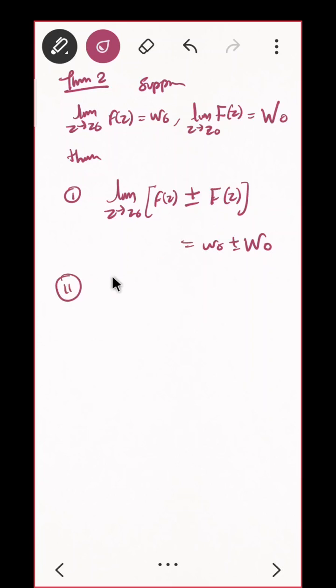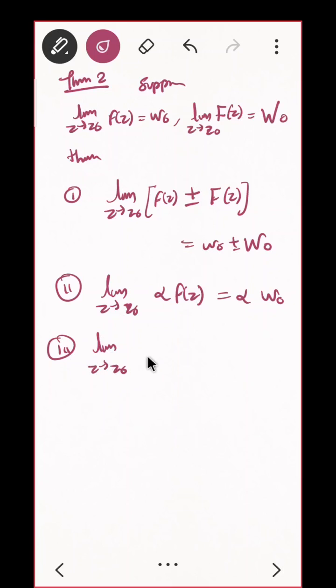What is the second one? You can do the scalar multiple part also. Similarly, limit z tending to z naught, alpha into f of z, that is equal to alpha into w naught. Here alpha is your complex number. Third, limit z tending to z naught. What is that? Product, no? f of z into capital F of z, that will be w naught into capital W naught. And what next?